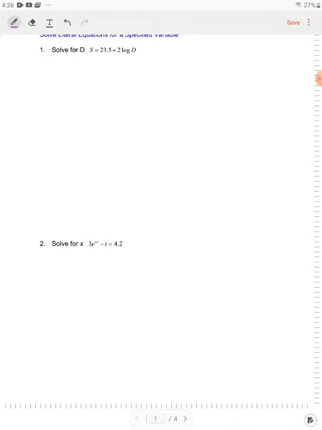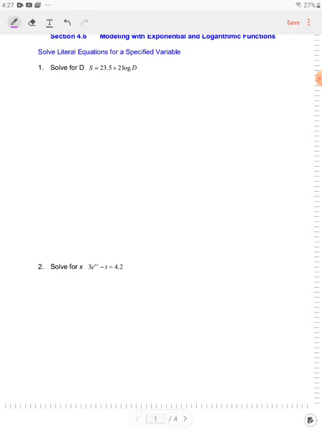We are going to look at modeling with exponential and logarithmic functions. Those of you who know that the word modeling definitely has to do with word problems. So first we want to practice solving for the variable.